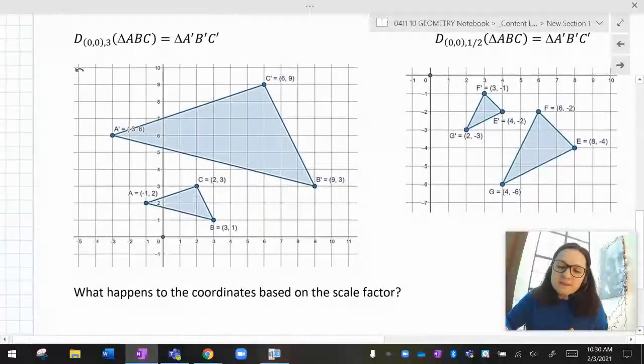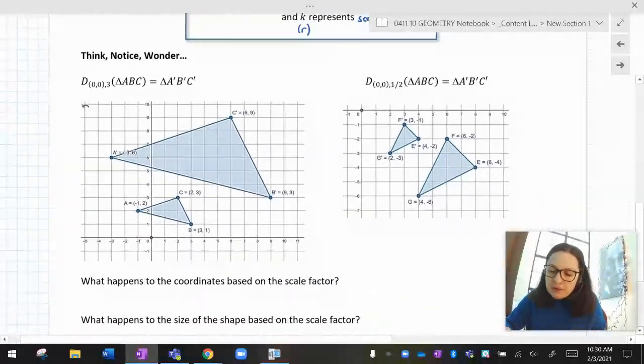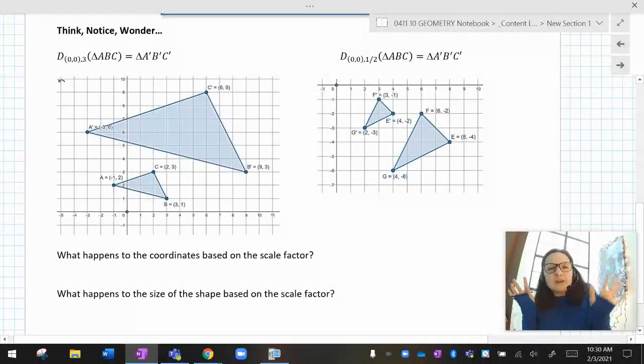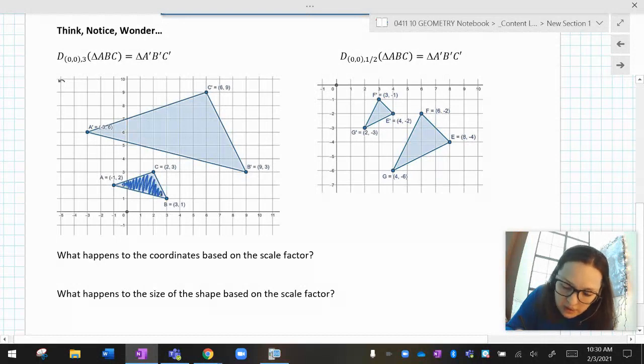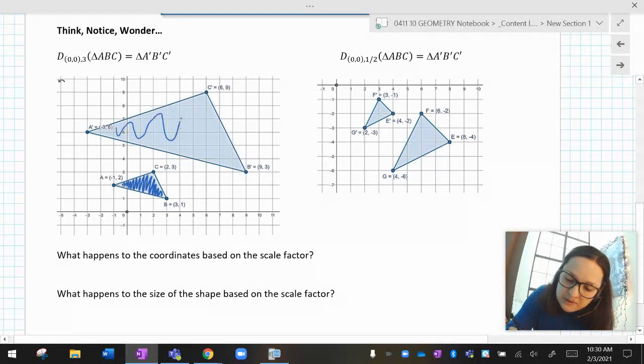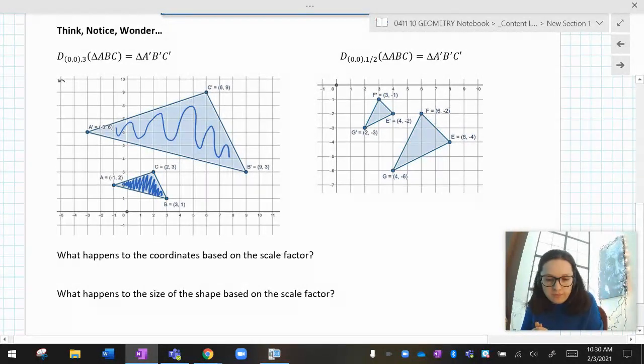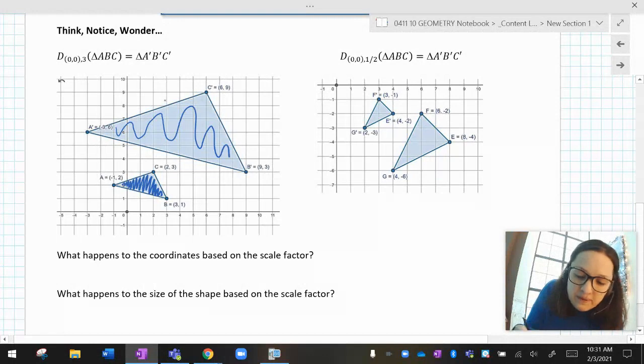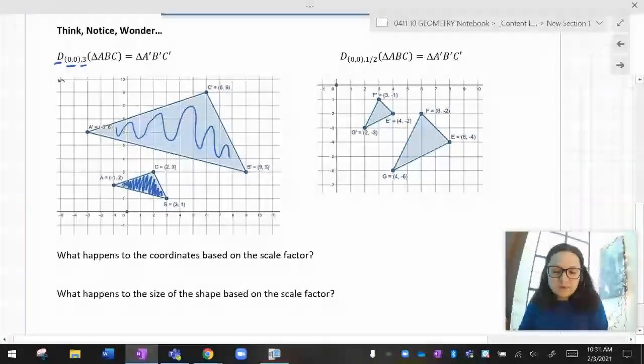Now, this is not the best lesson for me to do on a video because I have this happy little think, notice, wonder here. But what I really want you to do for a second is look at this picture and realize, okay, ABC is this one right here. That's our pre-image or our original. And then A prime, B prime, C prime ended up out here. The new one, the image, ended up out there. I'm telling you that this dilation is a dilation centered at the origin with a scale factor of 3.